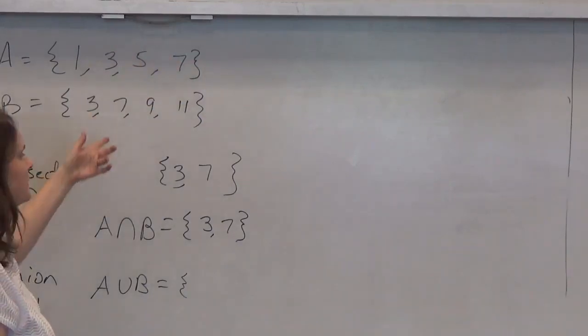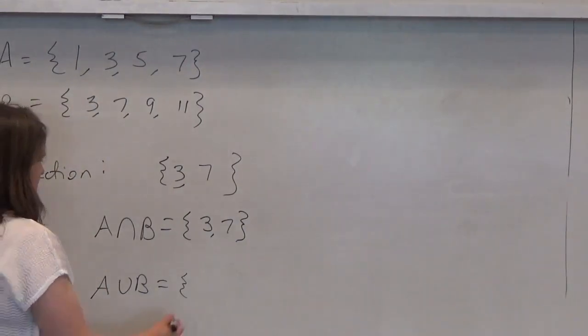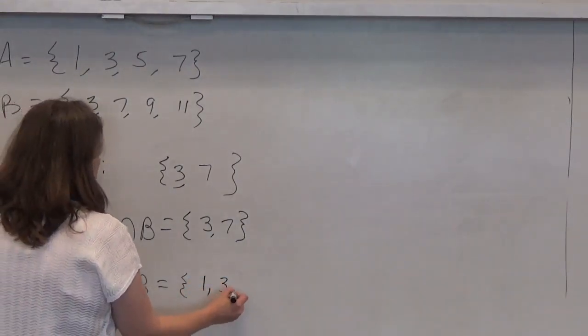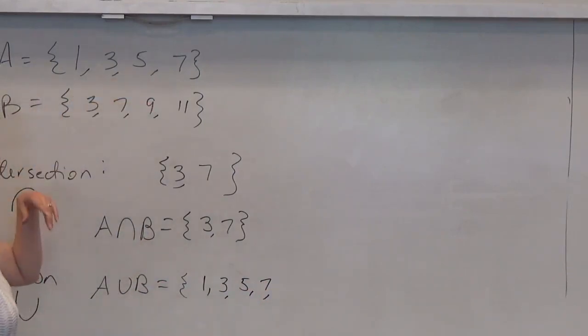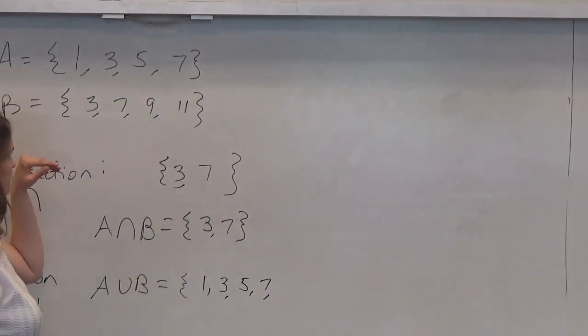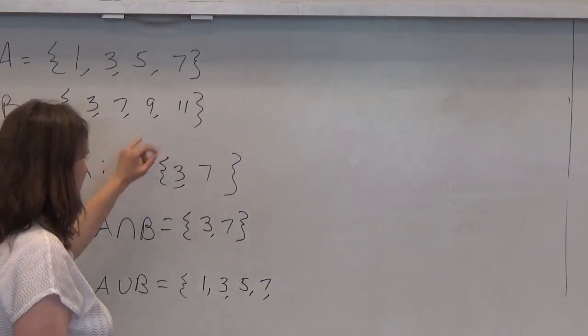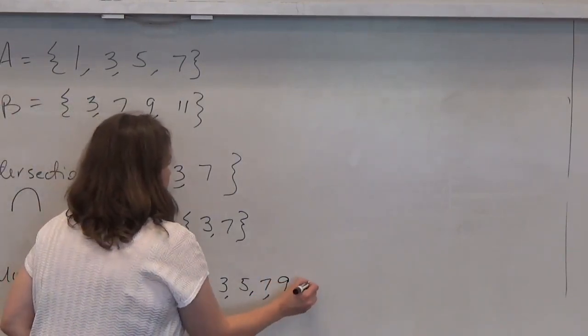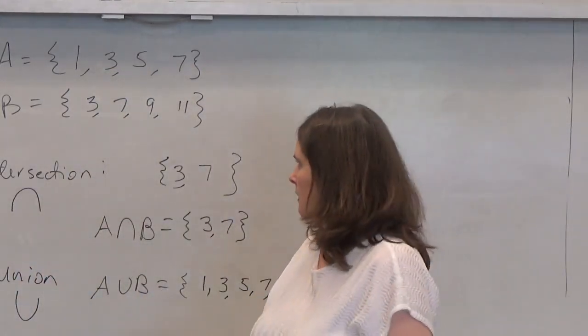Now, if something is repeated, I don't have to write it twice. So for my union, I need to say 1, 3, 5, 7. All right, that's everything from set A. And then in set B, I've already got 3, I've already got 7. But I also need to include 9 and 11. Okay, so union takes it all, everything.